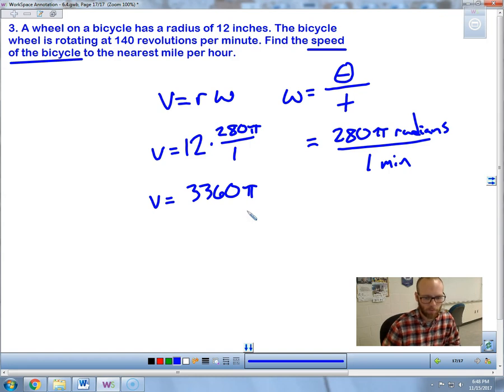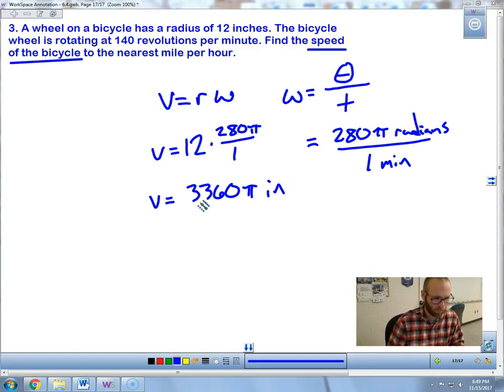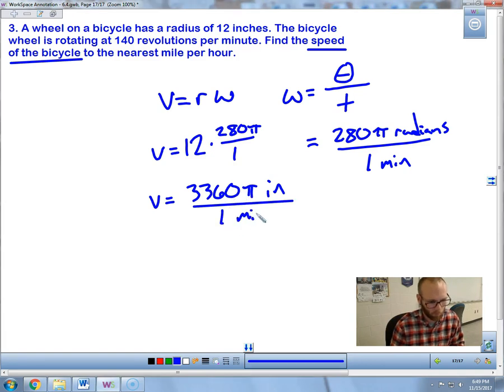What are my units on that? Well, that is in inches. This was in minutes, so we got 3,360 pi inches per minute. Now I want this in what? Miles per hour. We're going to have to do a little converting. I'm going to keep my multiplying going. A little unit analysis.